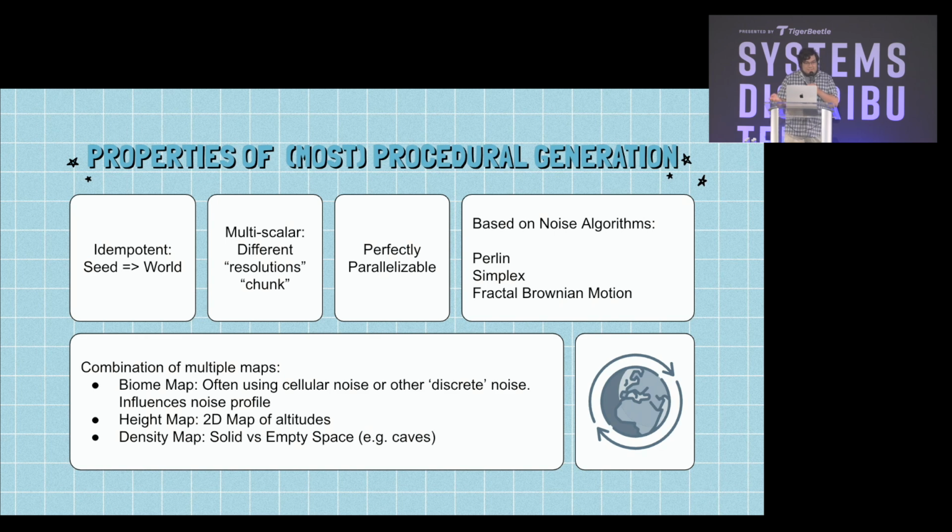You generally have a combination of multiple maps. There's a biome map, which is usually a cellular noise or some other type of discrete noise, which influences the noise profile of the height map. The height map is a 2D map of altitudes, so that's how tall the world is. And there's also the concept of a density map, which is where solid and empty spaces are. You can think of this as for generating things like caves, but you could also use it for oceans, lakes, and other purposes like that.